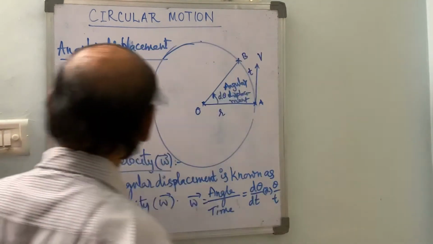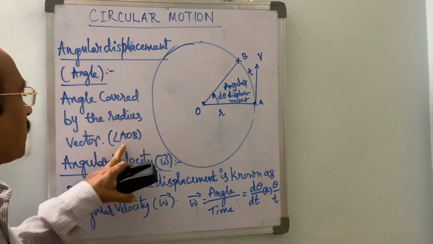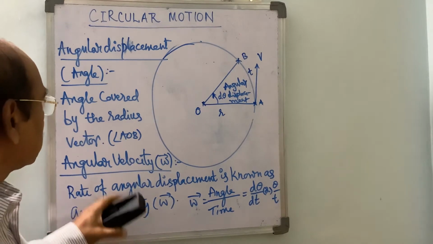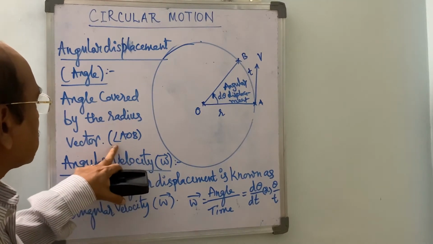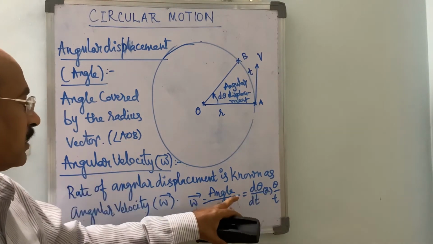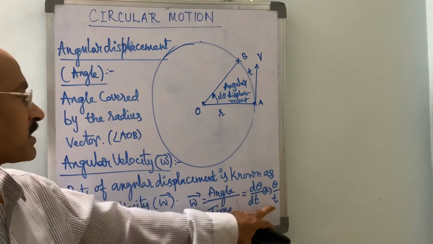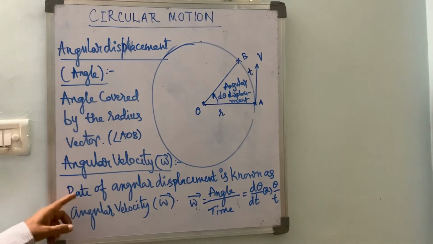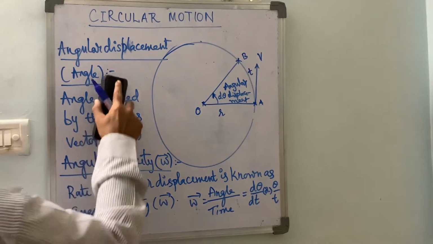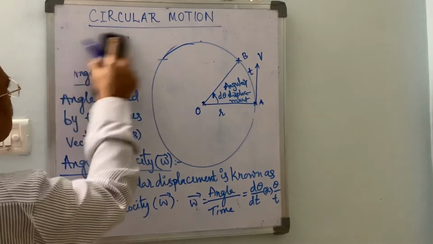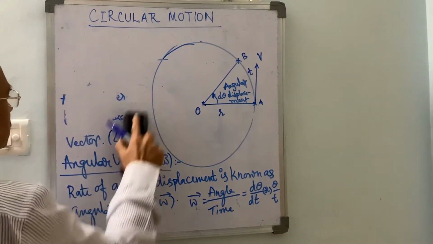And this angle is measured in terms of radians, so the SI unit of angular displacement is radian, and the angular velocity is measured in terms of radian per second. Therefore, SI unit of angular velocity is radian per second. Now let us know what is meant by linear velocity.